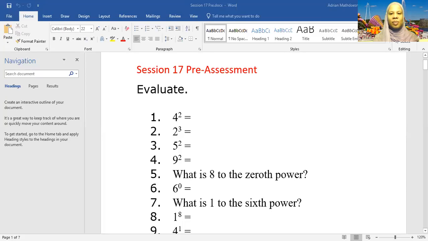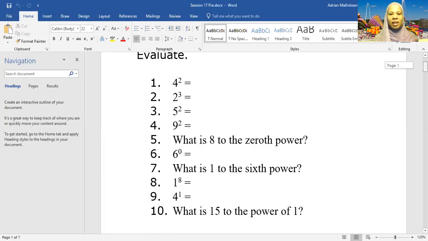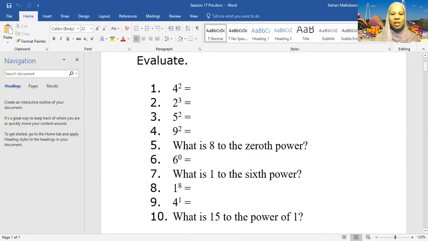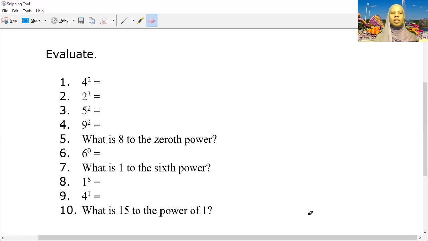Okay. So this is the pre-assessment for evaluating exponents. So I'm gonna give you a chance to do it. I want to also go through and separate it so that you can see it. But this is the pre-assessment. Let me see if you see it. All right. So you can go ahead and get started.